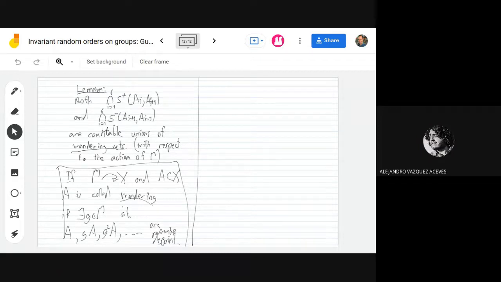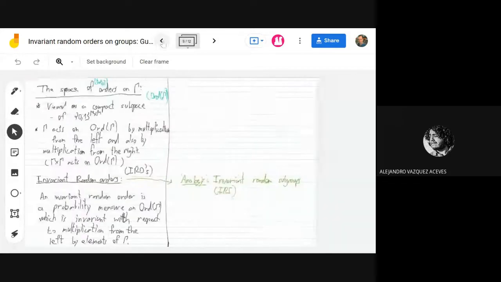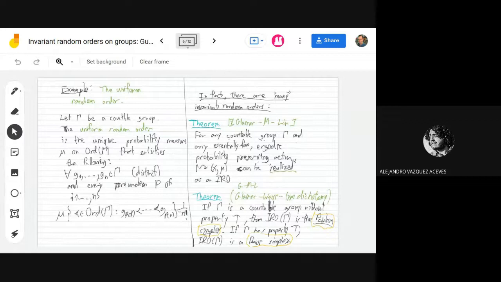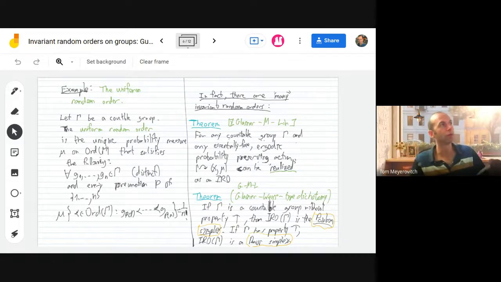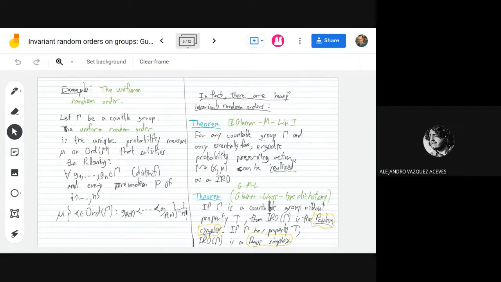Alejandro, I just have a question about the theorem, the realization theorem, or for example the example of the uniform random order. I have a question about the integers with the usual order.